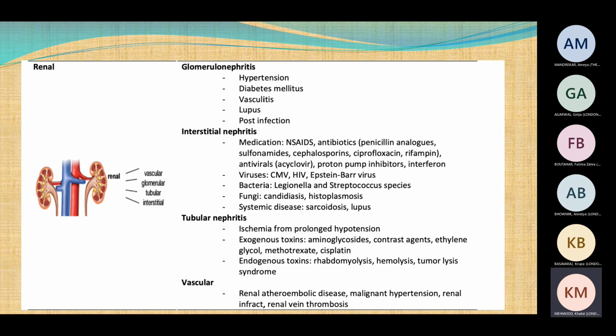The other renal cause is tubular nephritis. It could be the ischemia from prolonged hypotension, and could be exogenous toxins like aminoglycosides, methotrexate and cisplatin, or it could be endogenous toxins like rhabdomyolysis or maybe tumor lysis syndrome. The vascular causes are renal atherosclerotic disease, or it could be malignant hypertension or renal vein thrombosis.